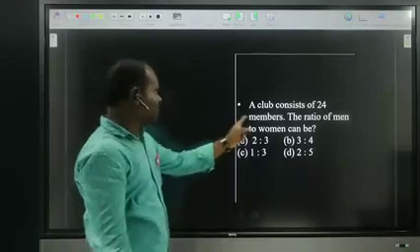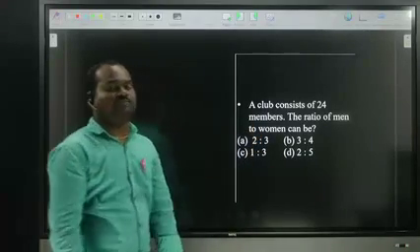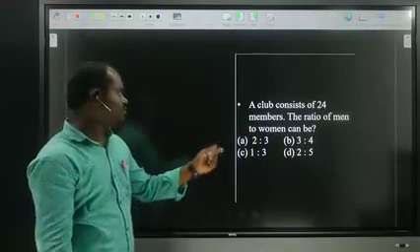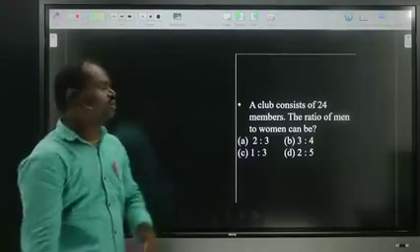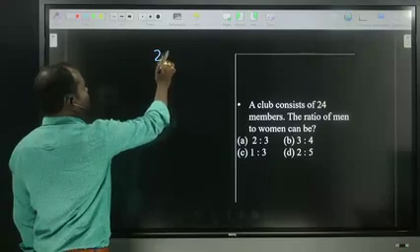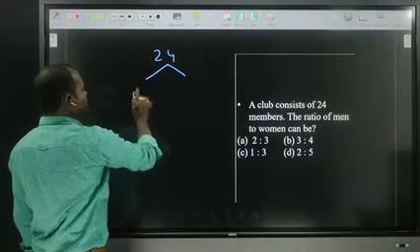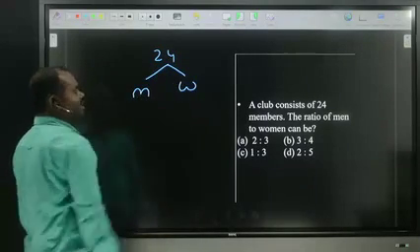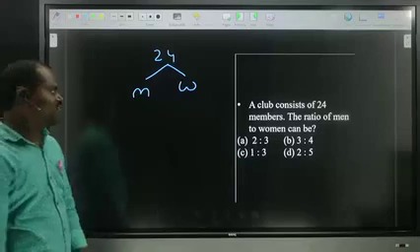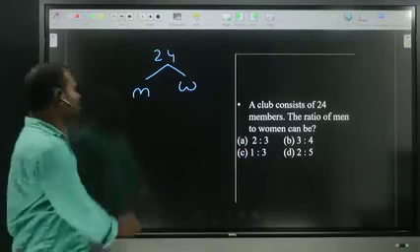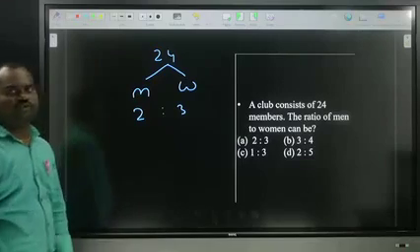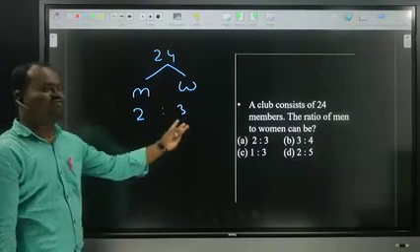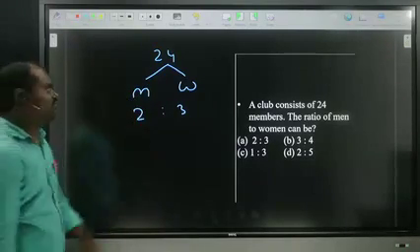A club consists of 24 members. The ratio of men to women can be? Total 24 members are there. In which ratio can we divide men and women? The first option is 2:3. As per this ratio, men are 2 parts, women 3 parts. Total how many parts? 5 parts.